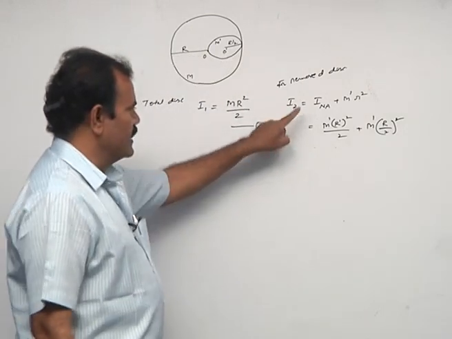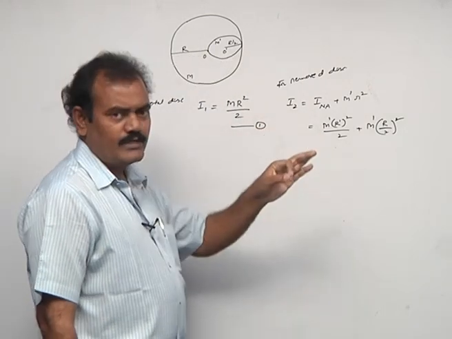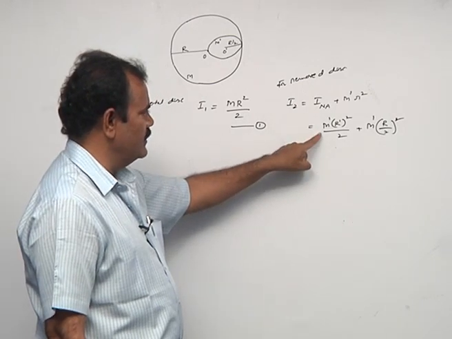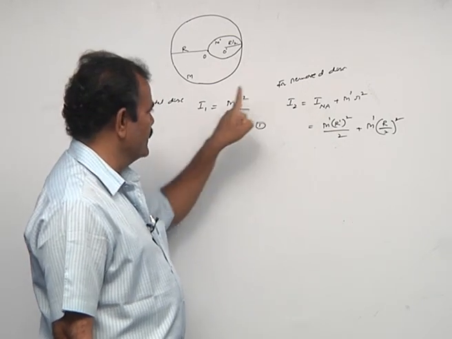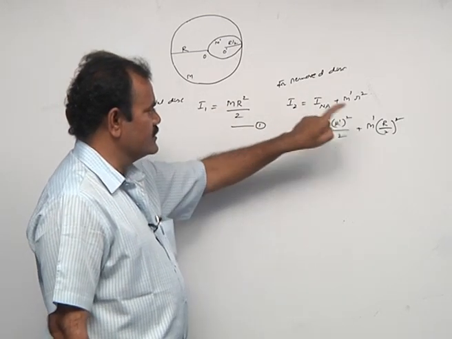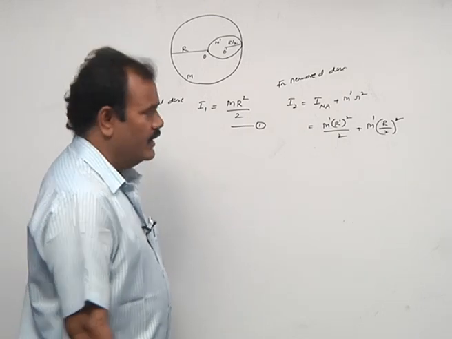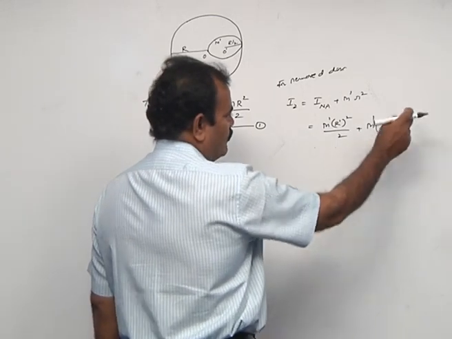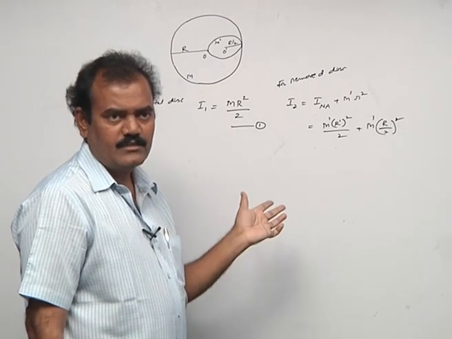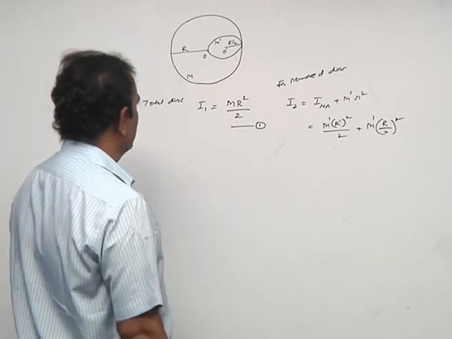Once again, I tell you, the general formula is I = MR² by 2. But here the mass is different, so it is M dash, and it cannot be the same value. So M dash is here, and again R dash square by 2, and thereafter M dash (R by 2) whole square. Now we have to find out the relation between M and M dash.